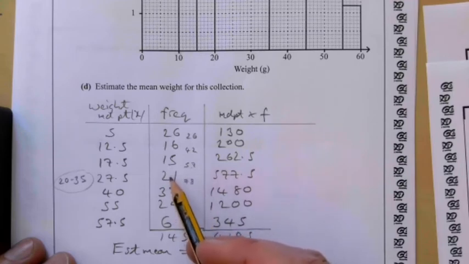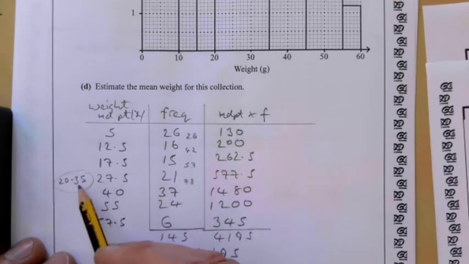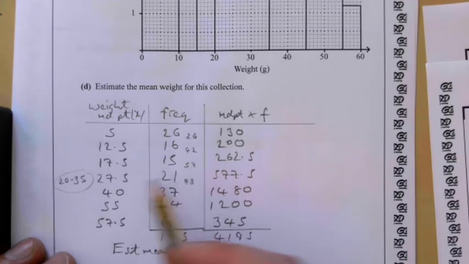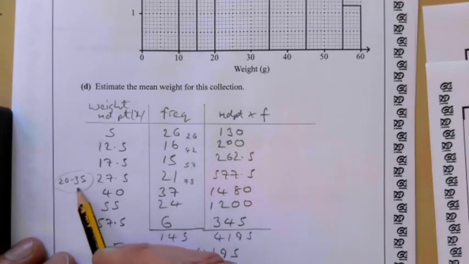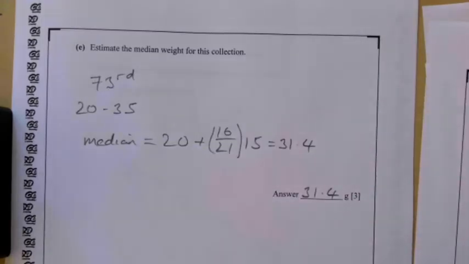21sts, I guess, of the way through the 20 to 35 group. So we need to find 16 over 21 times by the 15, which is the size of that group, and add it on then to the 20, which is what we've done then to get our 31.4.